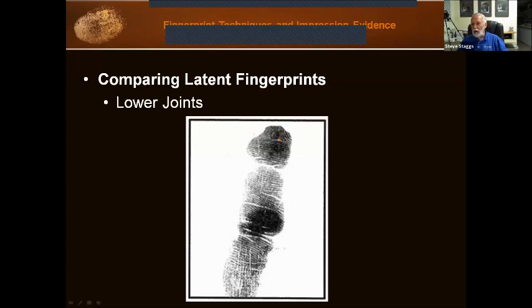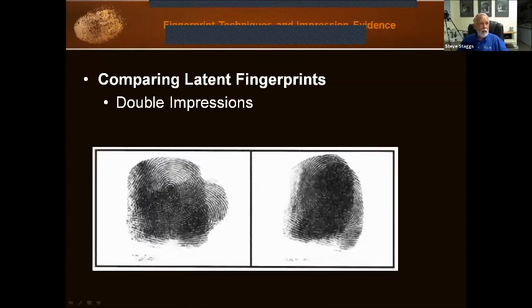Now, where can you find this? Well, sometimes in the 10 print card, when the simultaneous prints are put down, the 2 hands, the 4 fingers, excluding the thumb, are put straight down at once, you will get portions of the finger beyond where the normal fingerprint is rolled. As objects are handled, it's not unusual for latent prints to be deposited on each other.